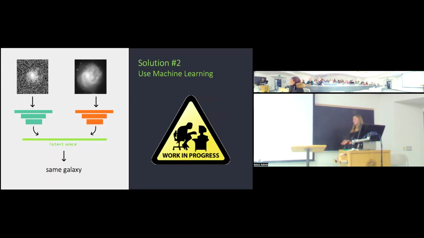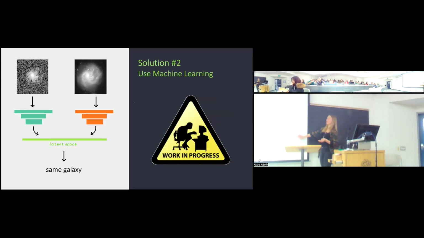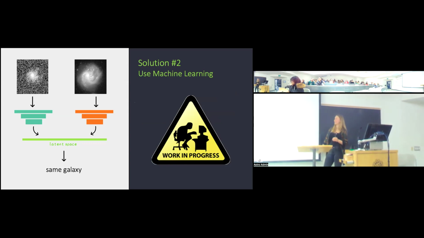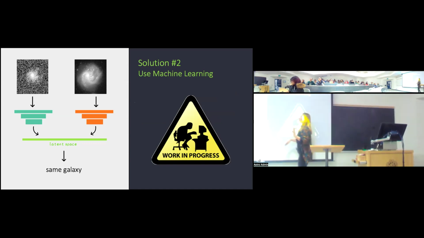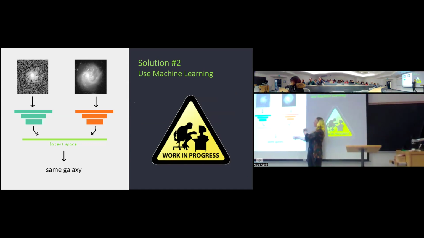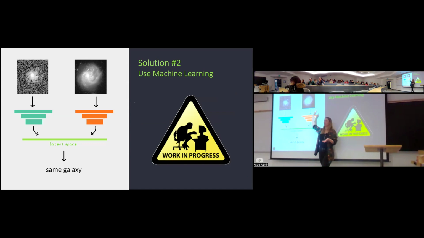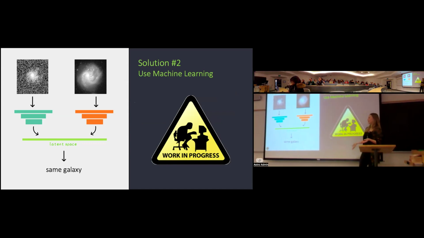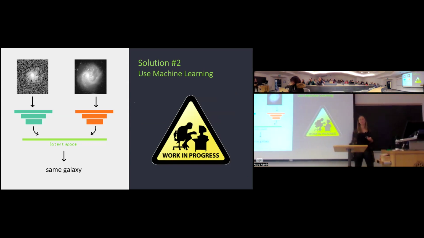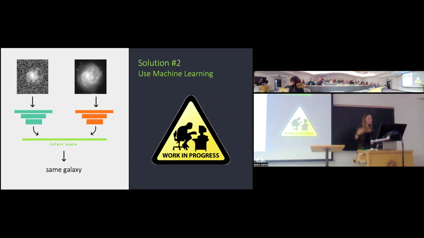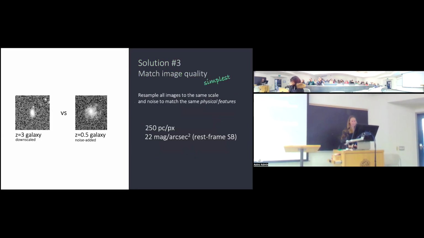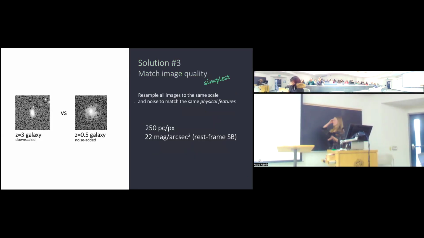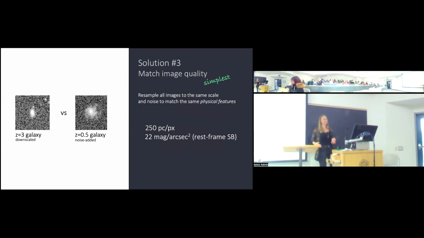Another is to use machine learning. This is a project that I am starting to work on, and I think this is really promising. If you like machine learning, you should talk to me about this. You can train some sort of neural net that looks at these two images and learns that these are the same. Some people think this could be the way of the future for these large surveys, but it takes a lot of work.